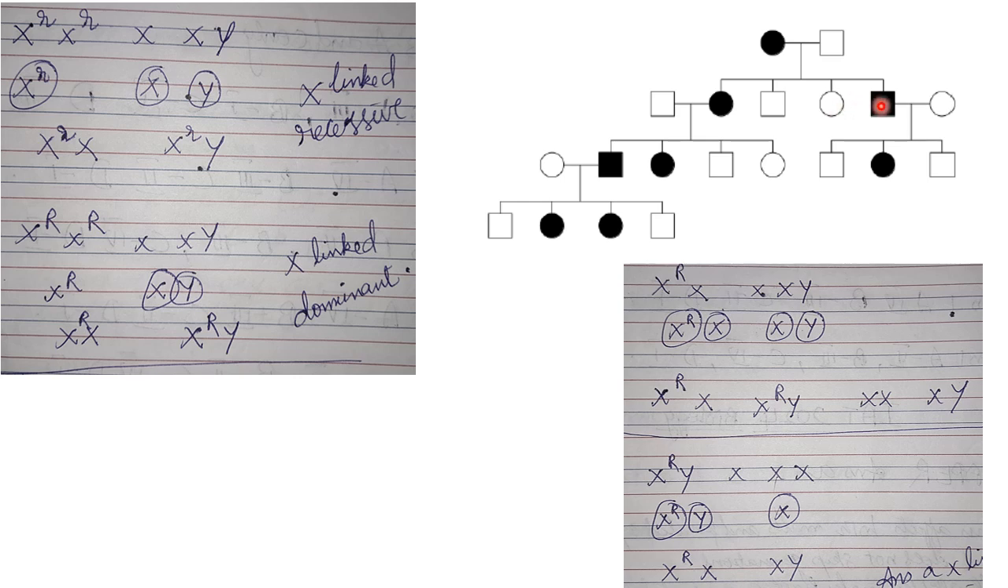Now if you take this condition where the male is affected, till now it was the female affected and giving rise to offsprings. Now the male is affected, the female is unaffected. Now male is affected means XRY into XX.